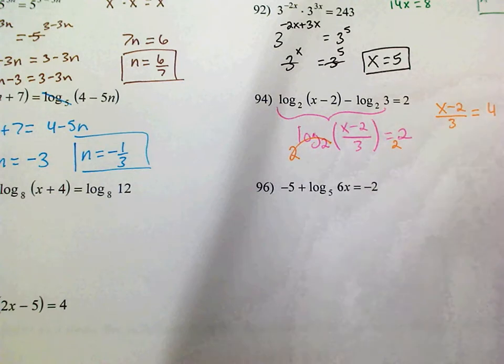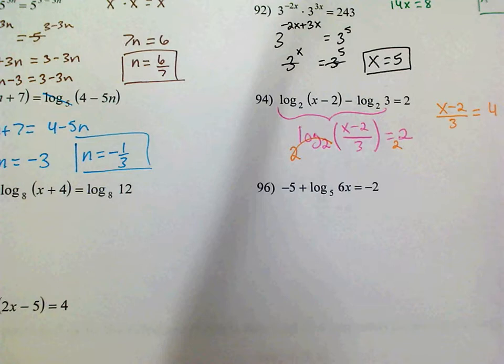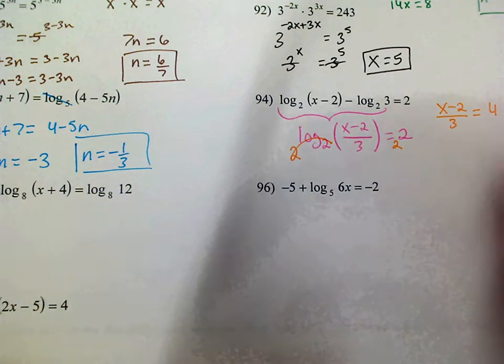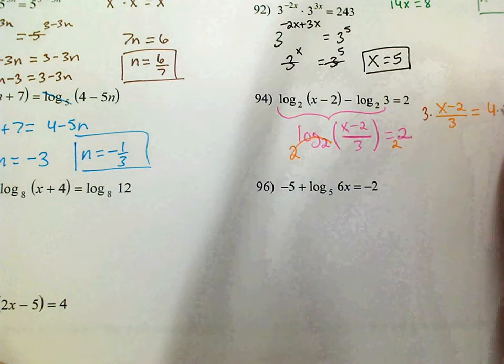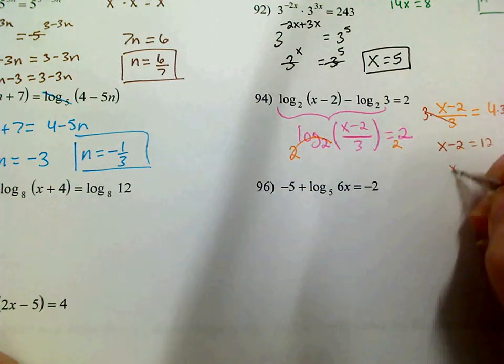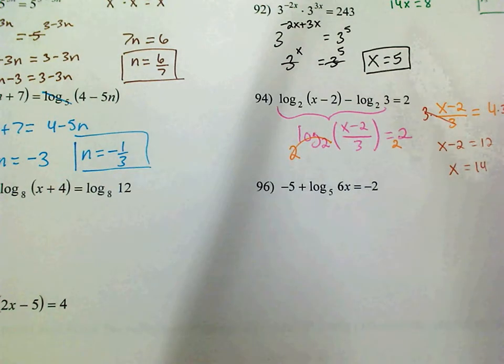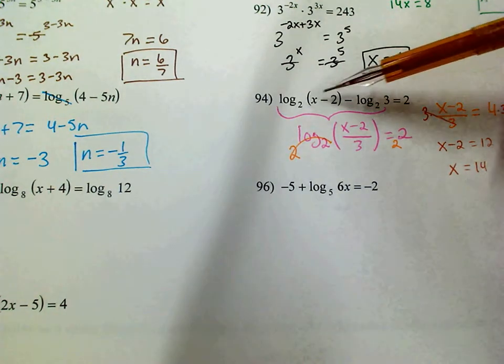I want to solve for x. Right now it's being divided by 3, so the whole expression is. So I'm going to multiply by 3. x minus 2 equals 12, and add 2 and get 14. Good. So when I plug in 14, I get 14 minus 2. That's log of a positive number, so we are good.